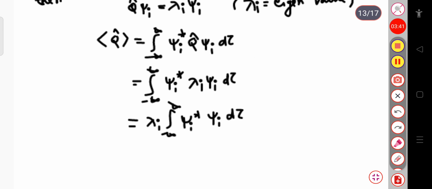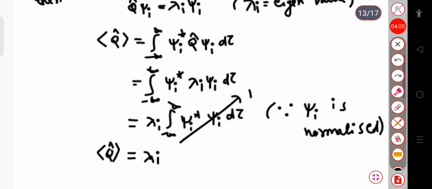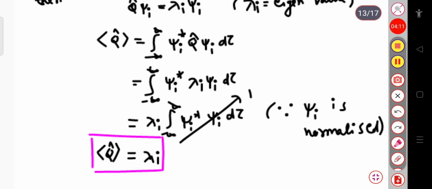And here, since the wave function psi i is normalized, we can consider this total integration to be 1. So that will be equal to lambda i. That is, the expectation value of this Q cap operator will be equal to lambda i, the eigenvalue, when the wave function is normalized. Okay, now the next we will see.